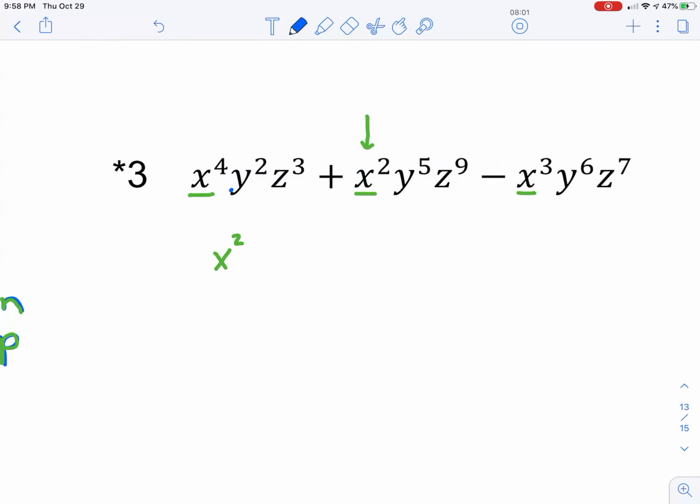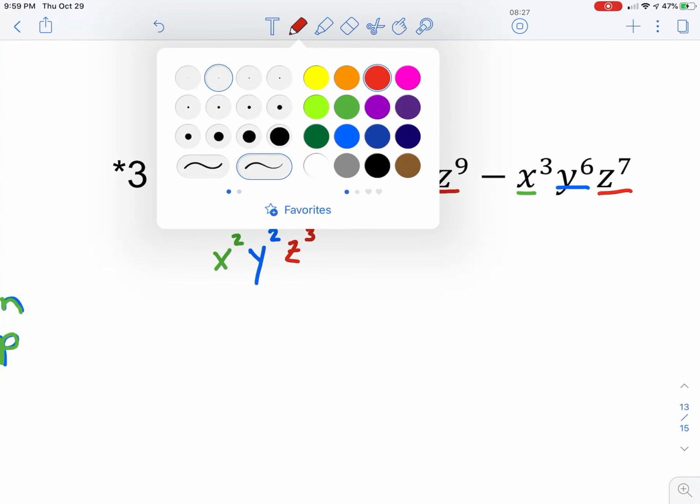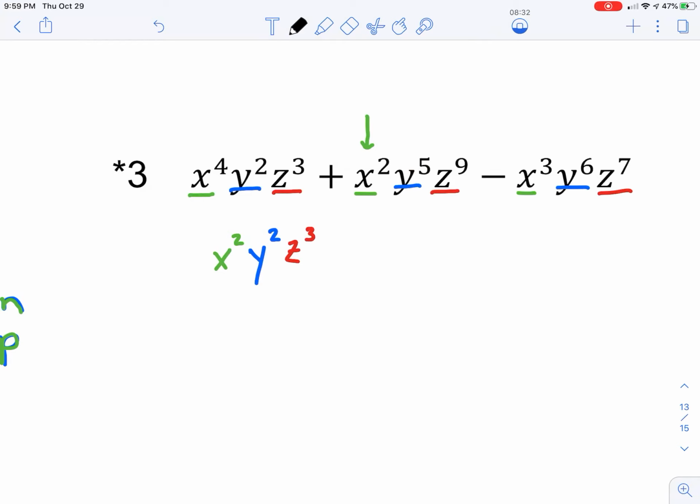Let's look at our y's. We have a y squared, we have a y to the 5th, and we have a y to the 6th. What do they all commonly share? They all have at least 2 y's, don't they? And then finally, let's look at the z's. We have z to the 3rd, z to the 9th, and z to the 7th. They all have at least the z to the 3rd. 3 z's, right? So there we have pulled out our greatest common factor of those 3 numbers.